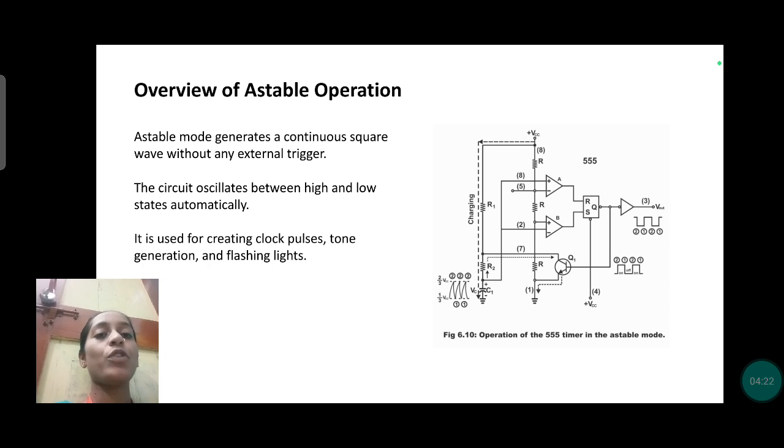Astable mode of the 555 timer IC is a mode in which the circuit has no stable state. It produces a continuous square wave without any external trigger. These are the overview of astable operation.